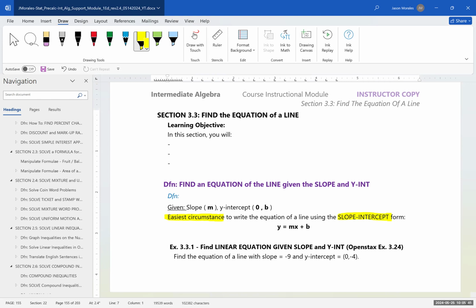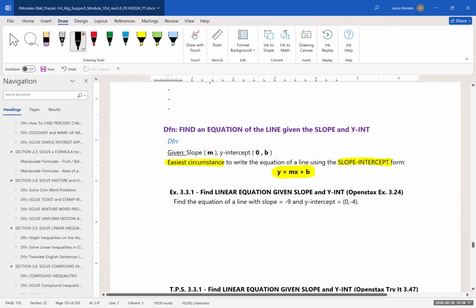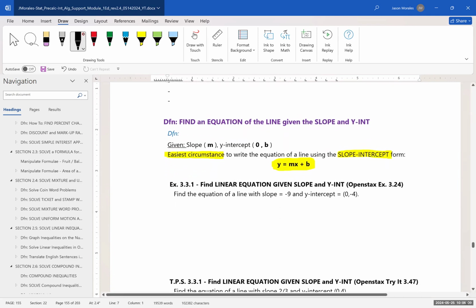the slope-intercept form. So remember previously we learned about the slope-intercept form, where m, the variable m, represents the slope of a line, and b represents the y-intercept. So this is kind of like a softball being lobbed at you. It's going to be an easy thing to hit. So in this first example, find the linear equation given the slope and the y-intercept.